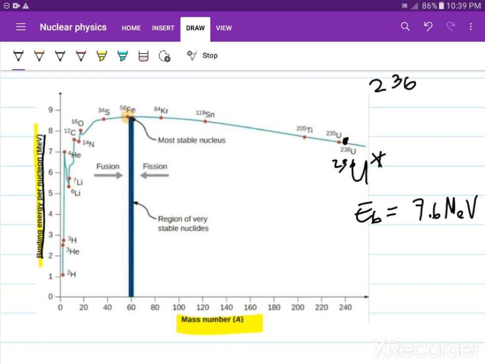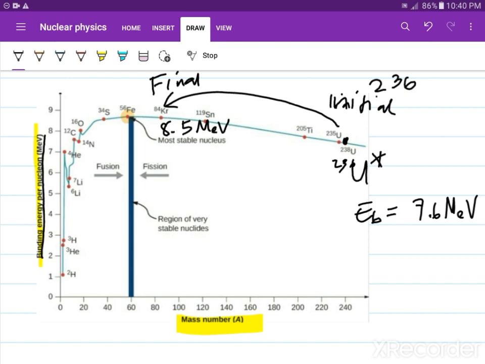And after it underwent nuclear fission, this is the final state. This is the initial, or the before state. The binding energy per nucleon, or the energy experienced by each nucleon, will now be 8.5 MeV. So it's around here, 8.5 MeV.